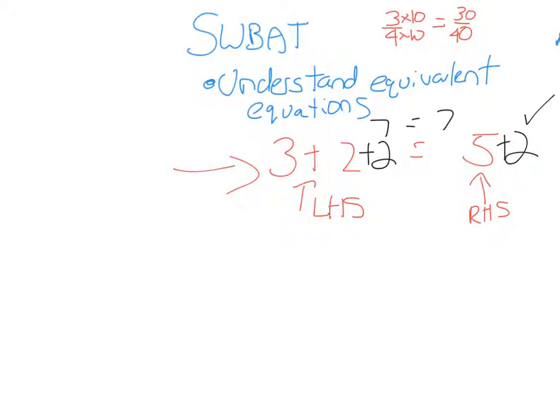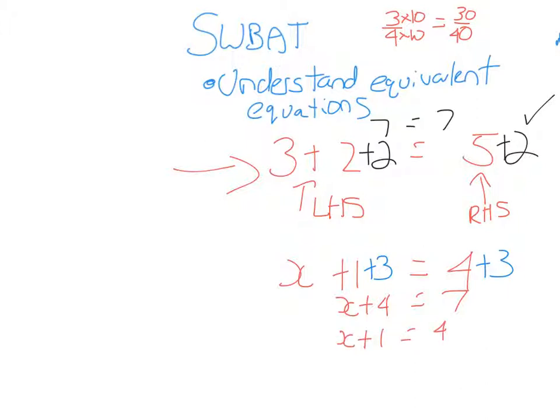Now it's exactly the same when we have letters. So let's say I told you that x plus 1 equals 4. Okay? Now I can do anything I want to both sides of the equation. So if I choose to add a 3 to this side of the equation, I must add a 3 to that side of the equation. So now, if x plus 1 equals 4, x plus 1 plus 3, so that's x plus 4, must equal 4 plus 3, which is 7. What that means is, I'll write the first one again, x plus 1 equals 4 and x plus 4 equals 7. They are equivalent equations.